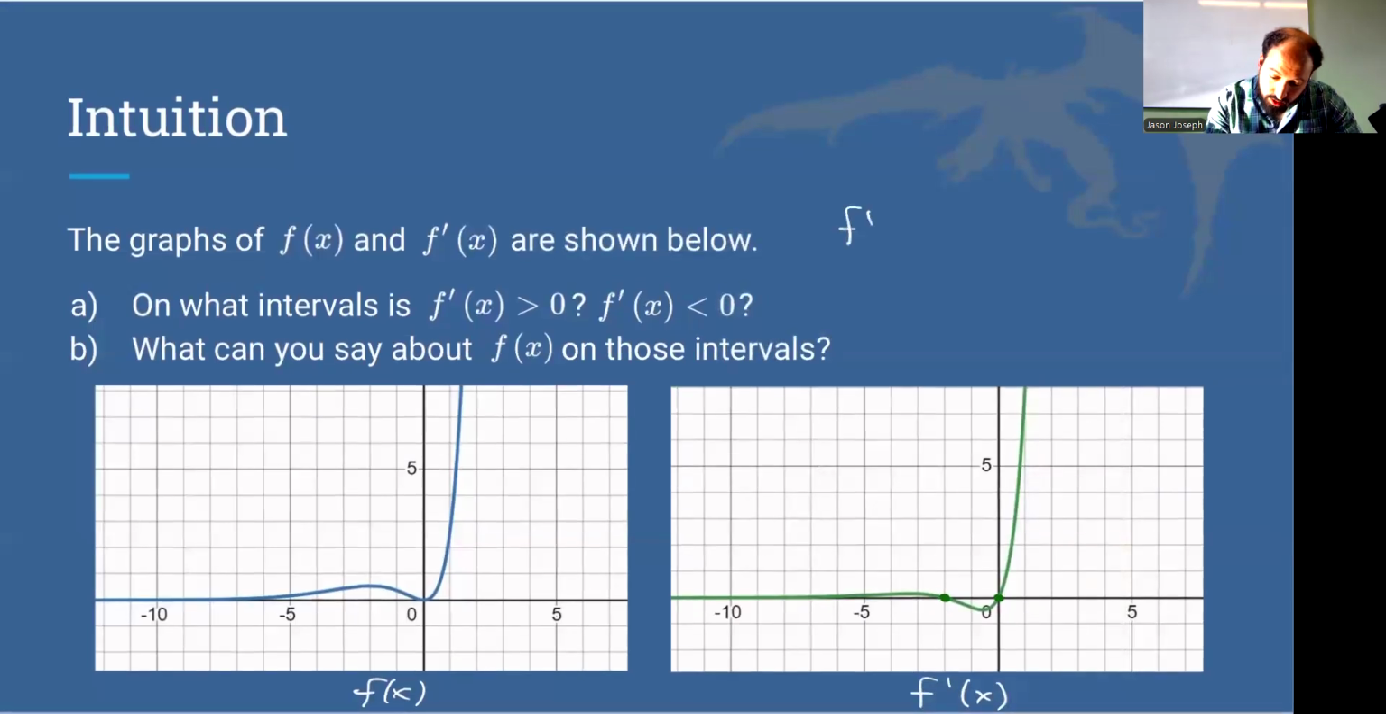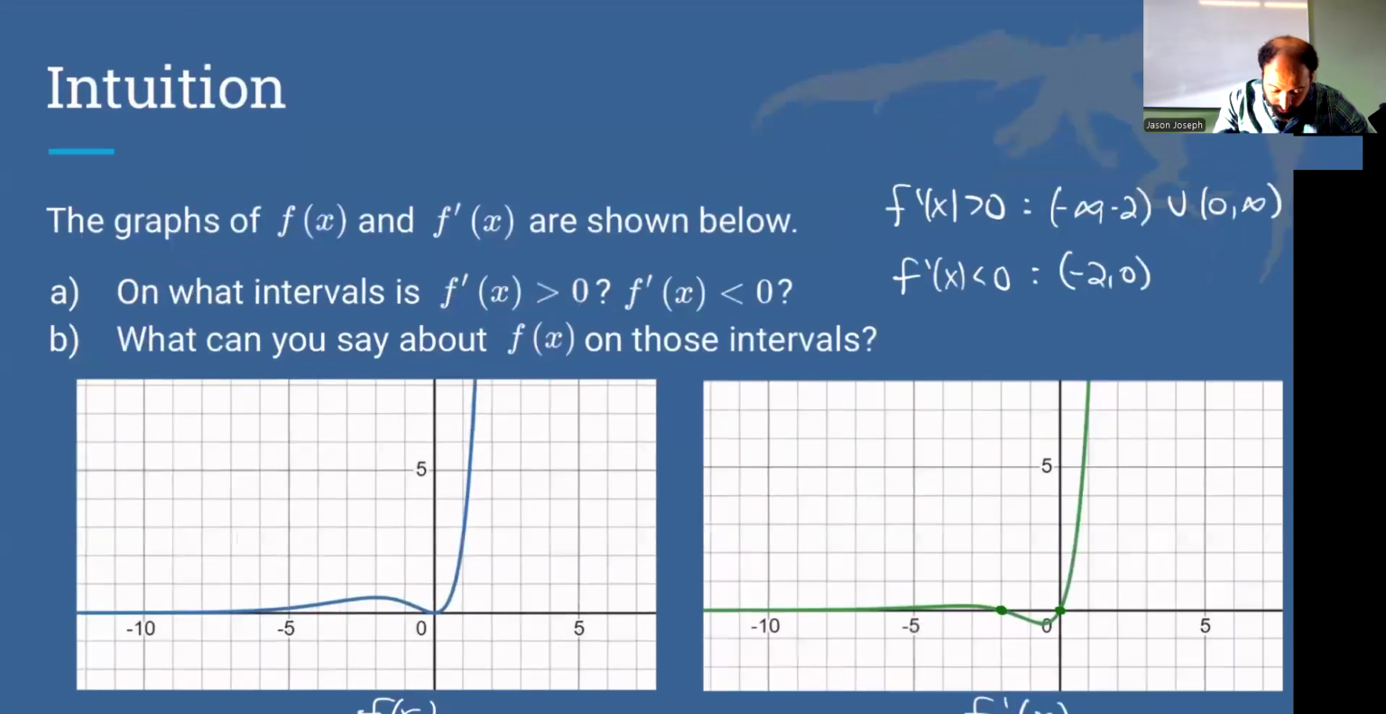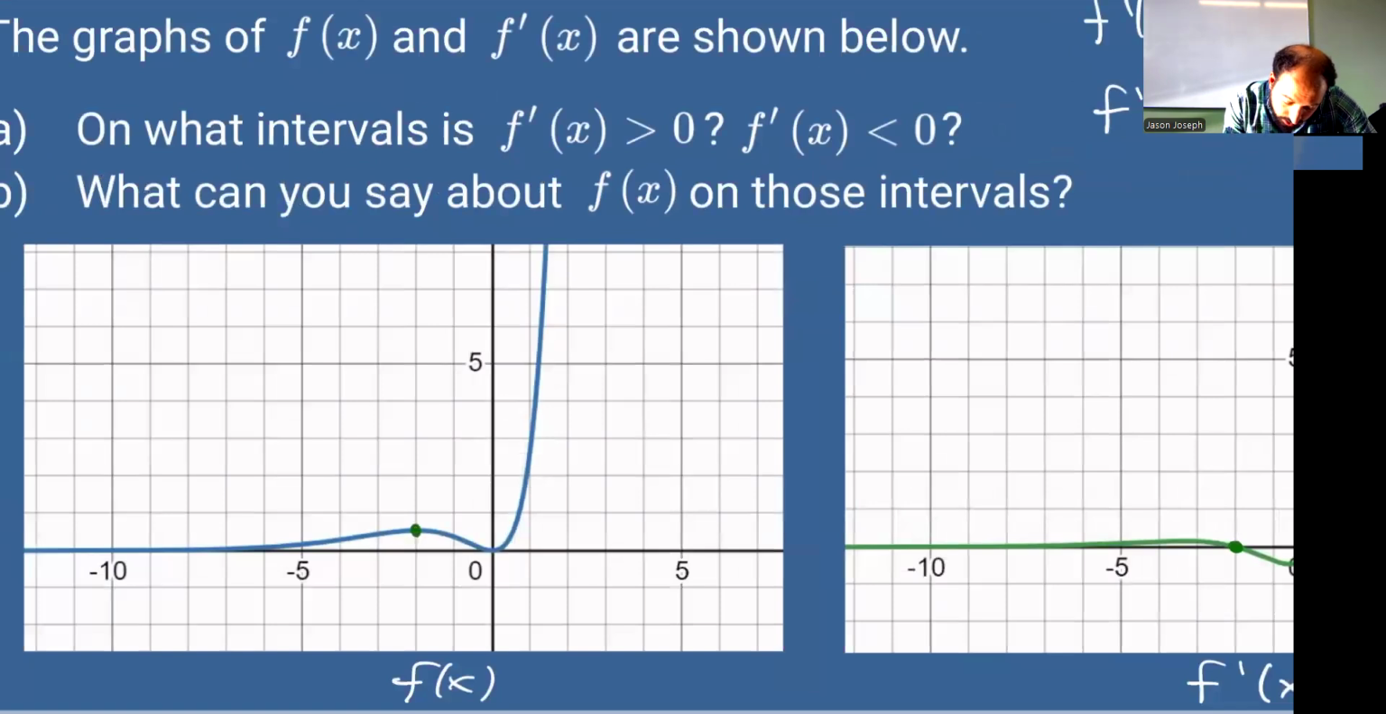So f prime x is positive from minus infinity to minus 2, union 0 infinity, and it is negative from minus 2 to 0. So let's mark those exact points on the left here. When x is negative 2, we are at this point, and then the origin is right there.